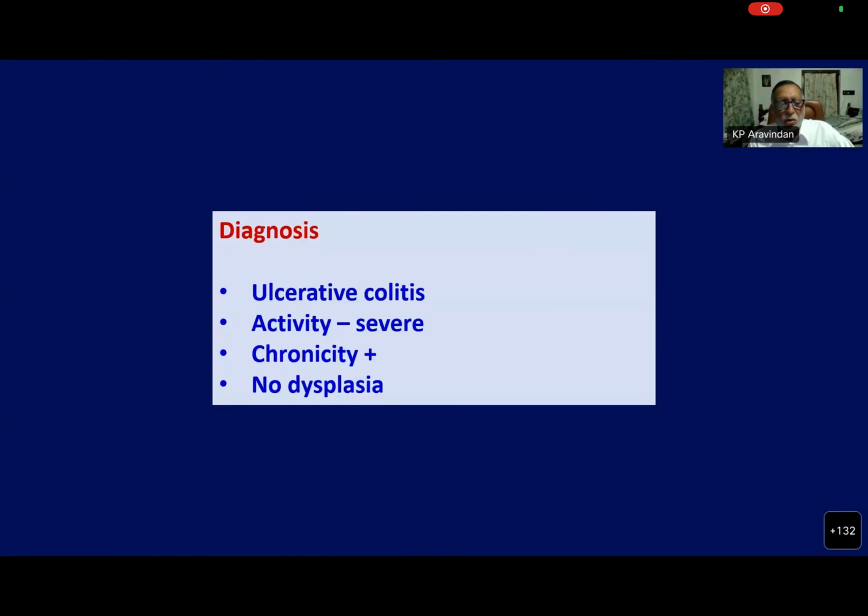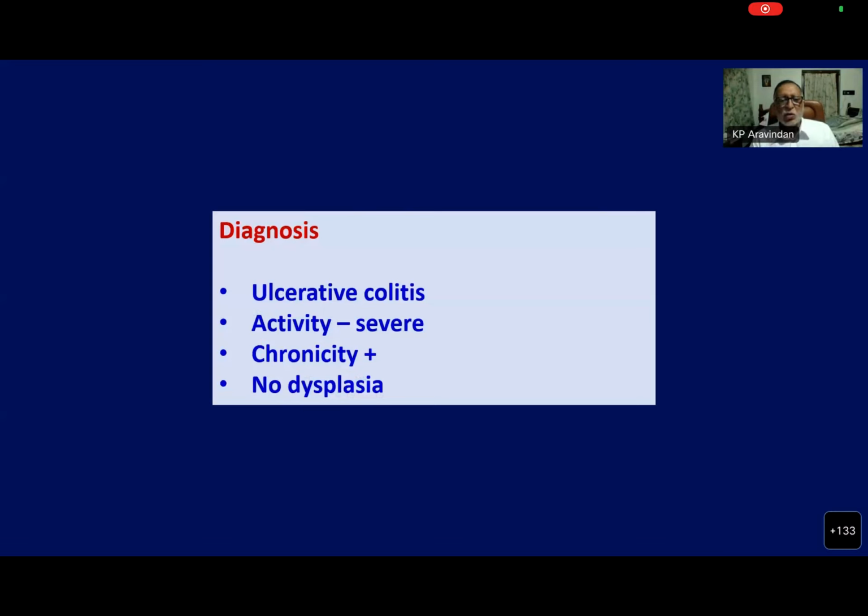So this seems to be a ulcerative colitis, and there is activity, as you said, which is severe because the crypt abscesses are there. There is some chronicity and not much of dysplastic changes. So this is basically what it is.